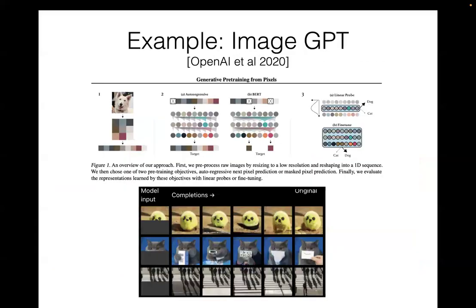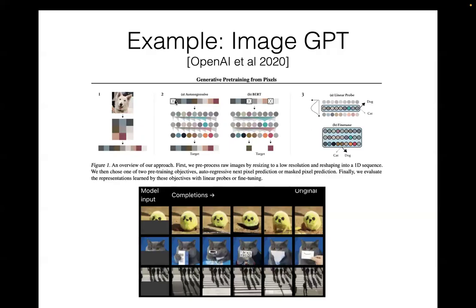Also, OpenAI tried this, so they had something called Image GPT. They had this paper, generative pre-training from pixels, and actually in this paper, to answer this question, they weren't doing image generation. They were basically just trying to learn representations, and then fine-tune a model for something like classification.